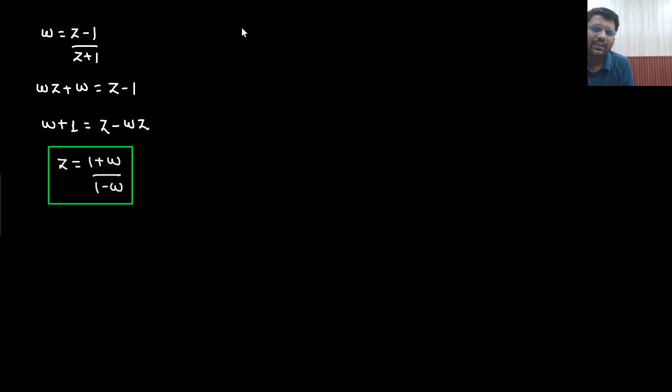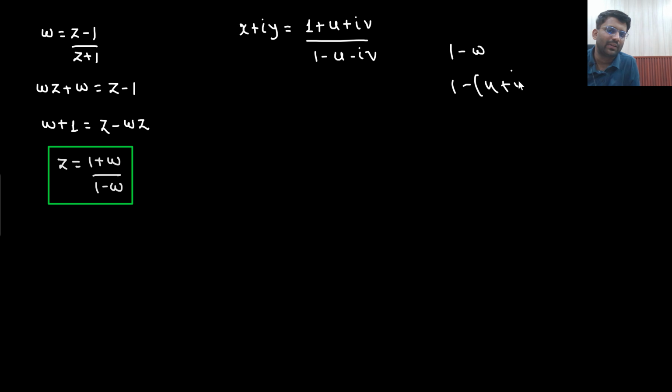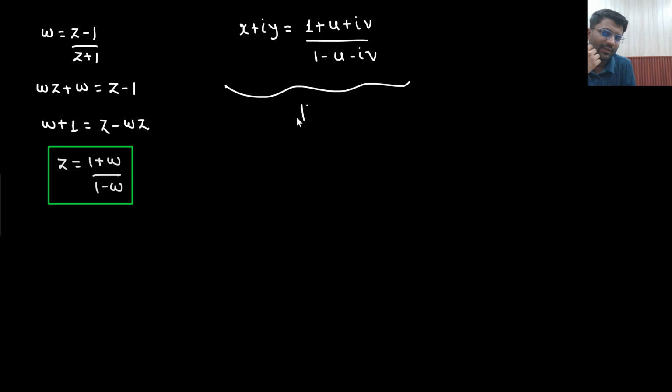Understandable? Now what is your z? Z is nothing but x plus iota y. And what is your omega? 1 plus u plus iota v upon 1 minus omega, so 1 minus u minus iota v. Now you will start doing the rationalization and all those things. So if you proceed from here, it will be a difficult calculation. You are not using your brain at all.